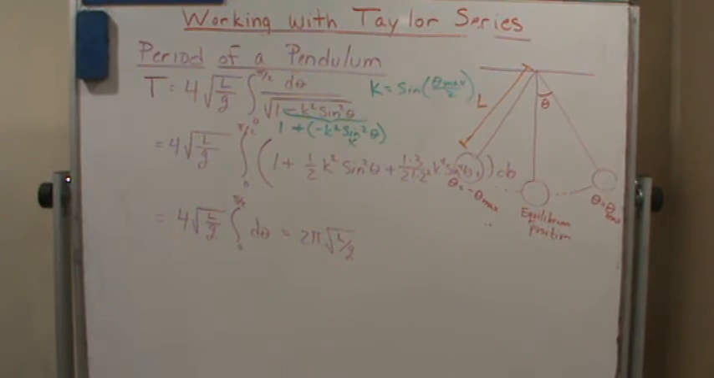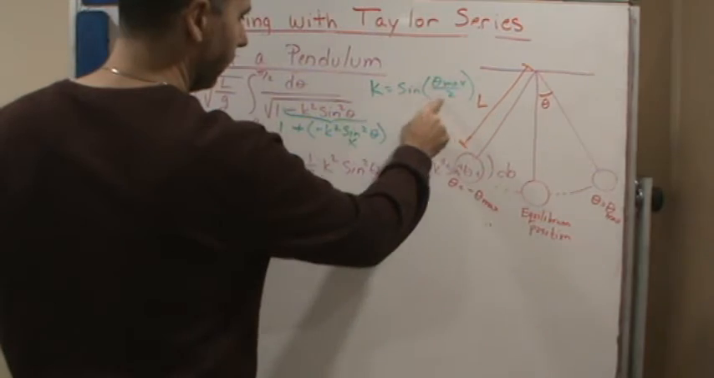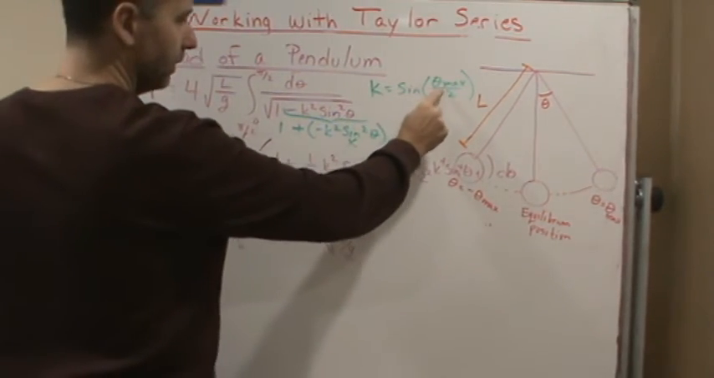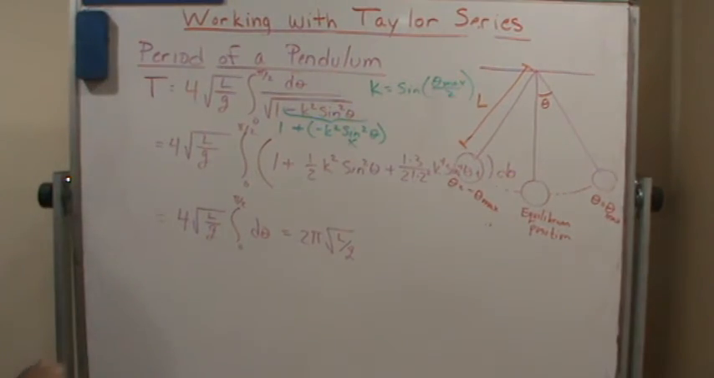Now, the thing is, if theta max is small, so looking at this here, if theta max is small, then k is going to be small.